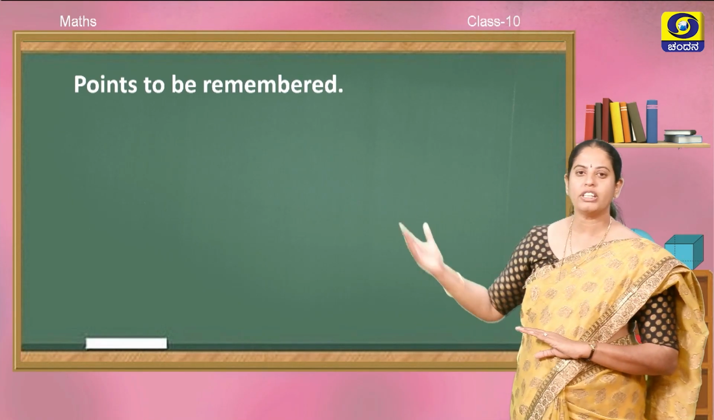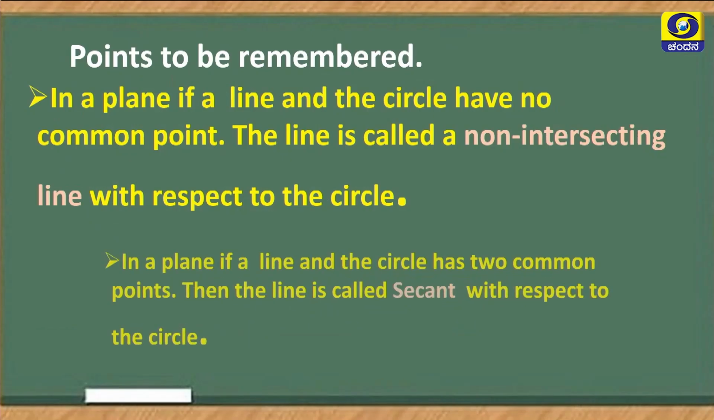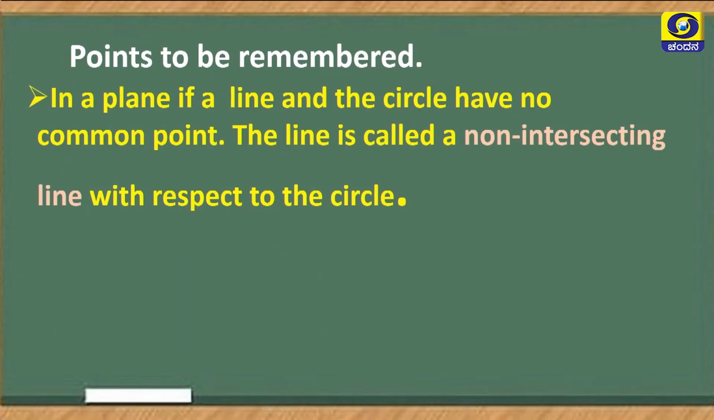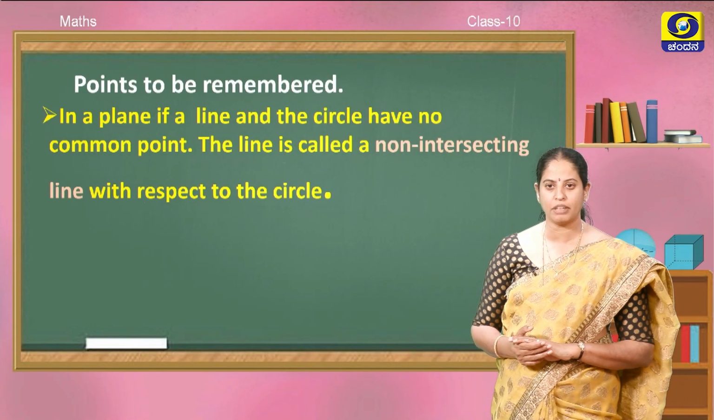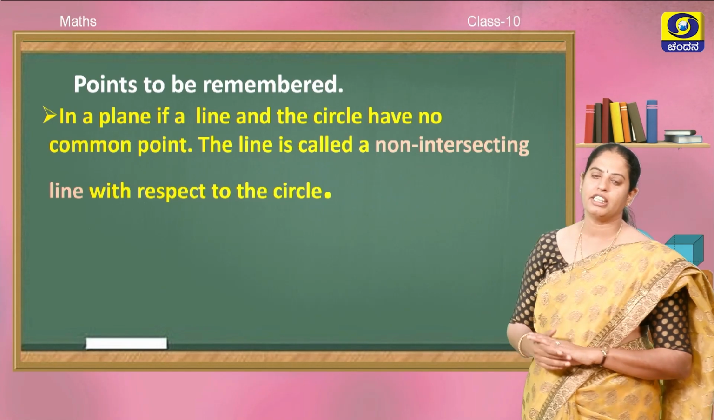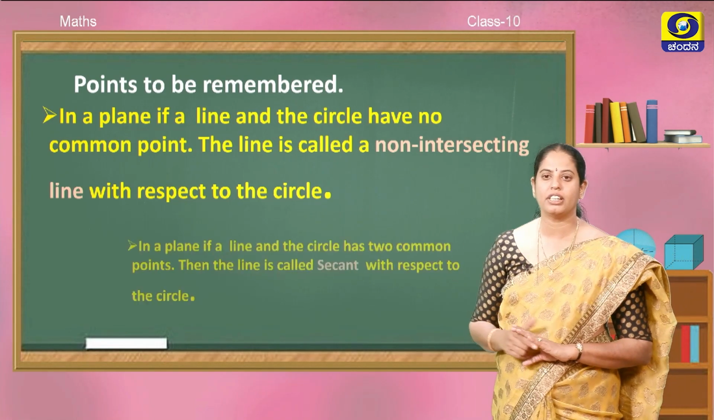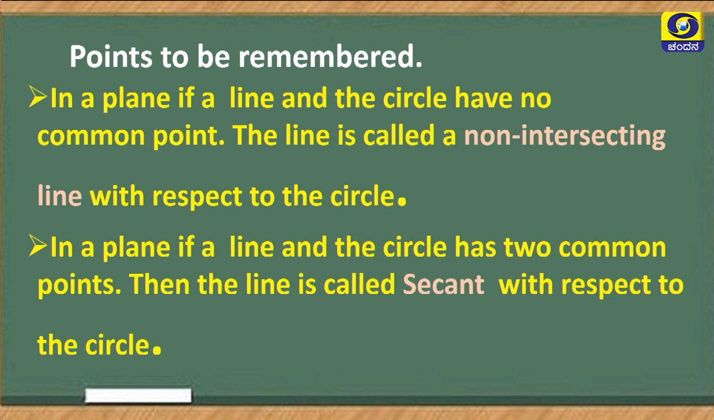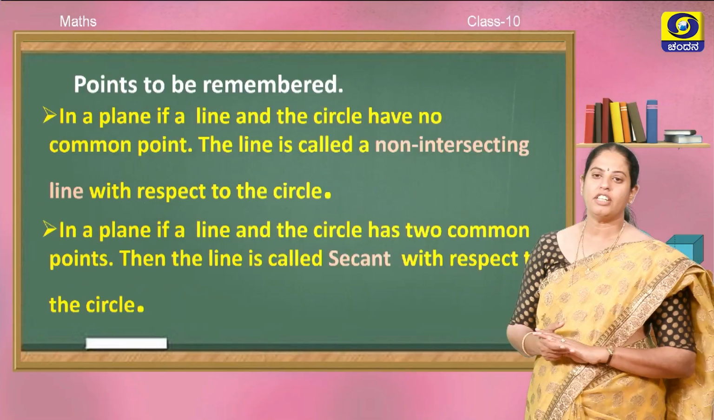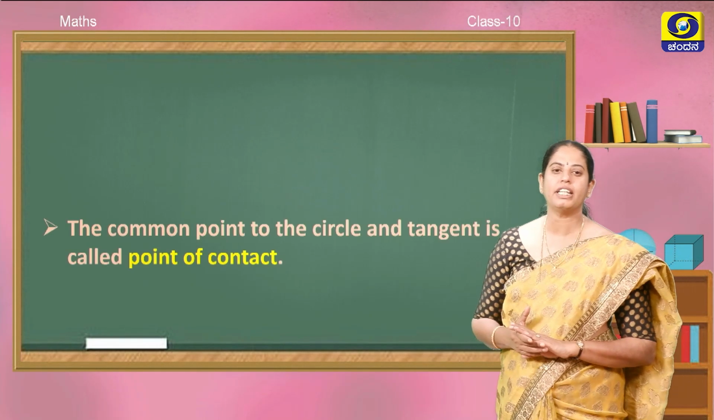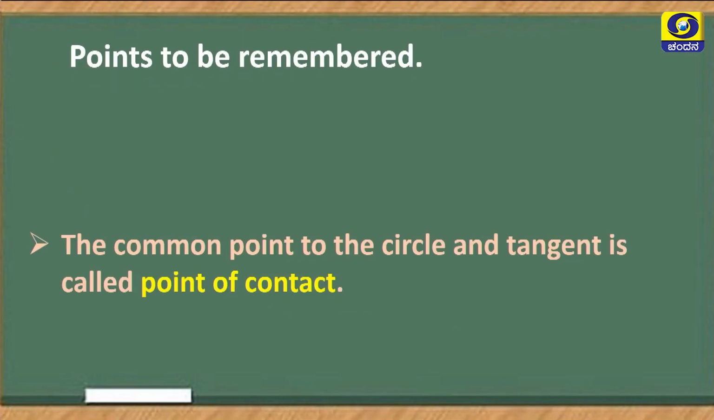Once you go through this, children: in a plane, if a line and the circle have no common point, the line is called a non-intersecting line with respect to the circle. If there is no relationship between the line and the circle in a plane, then it is called a non-intersecting line. There exist two types of relation. In a plane, if a line and the circle have two common points, then the line is called a secant with respect to the circle. If it has only one common point, then it is called a tangent to the circle.